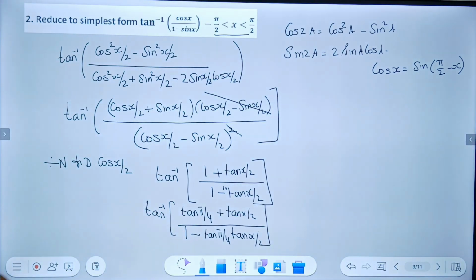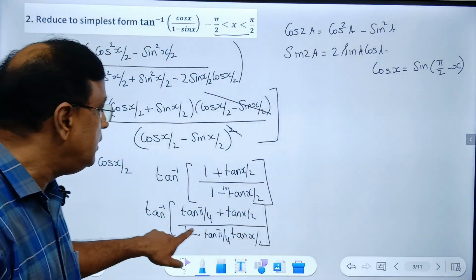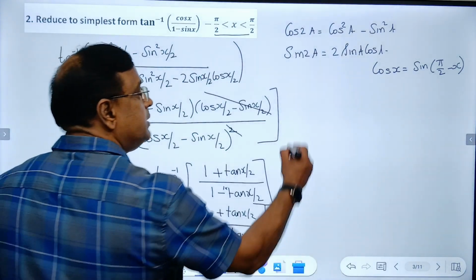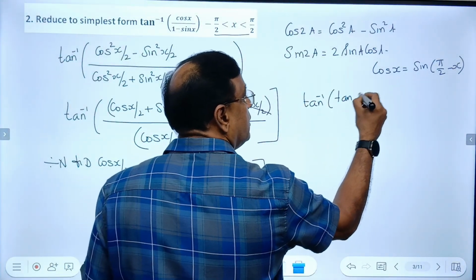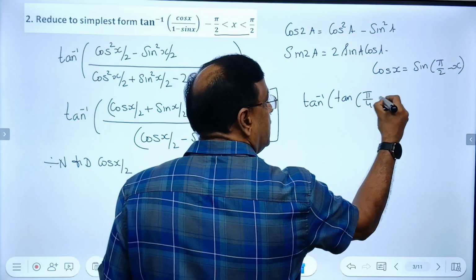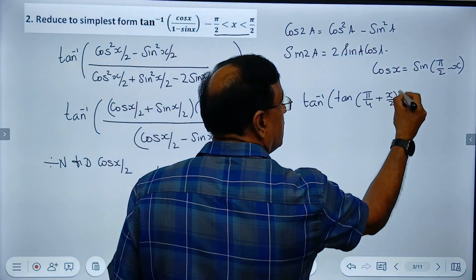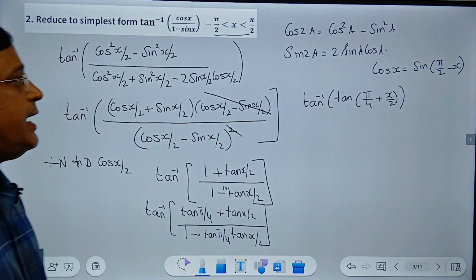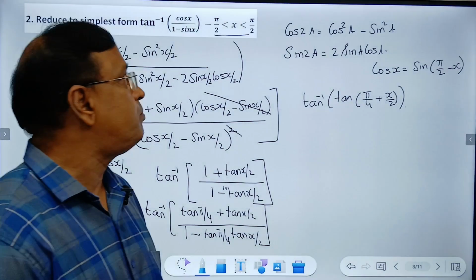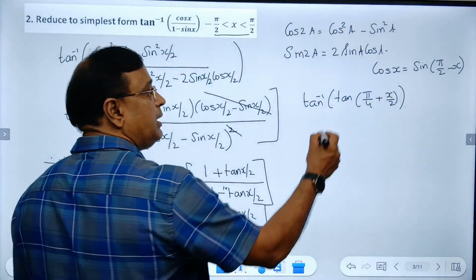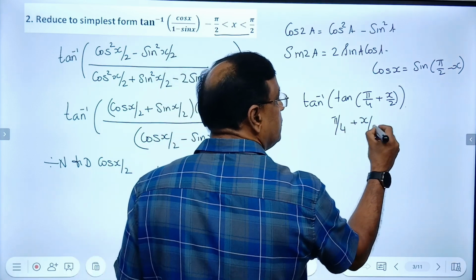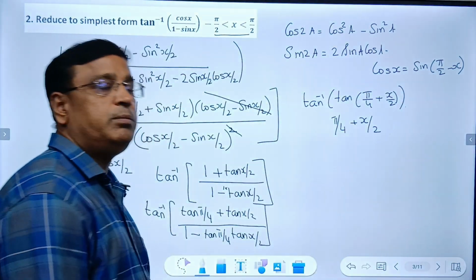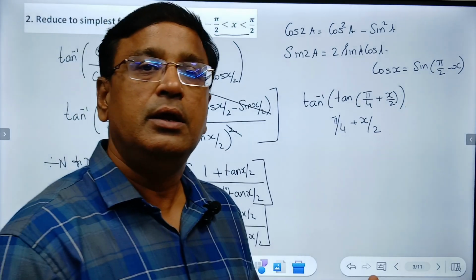Now you can see clearly tan A plus tan B by 1 minus tan A tan B is nothing but tan of A plus B. Now what is tan inverse of tan of pi by 4 plus x by 2? Tan inverse of tan of pi by 4 plus x by 2 will be pi by 4 plus x by 2, provided pi by 4 plus x by 2 lies in the principal domain.